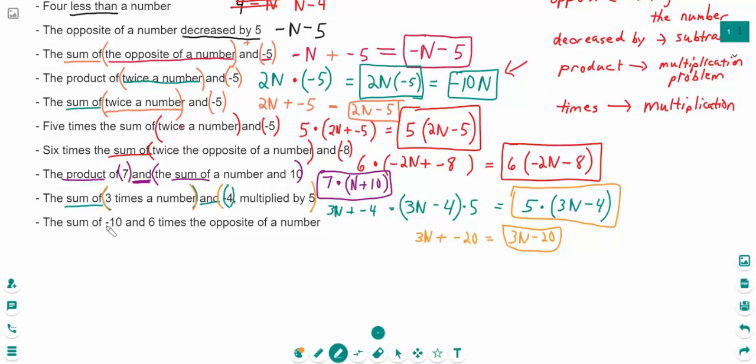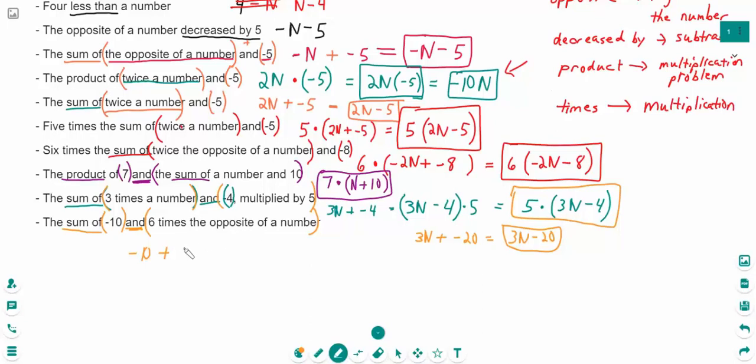All right. So the sum of -10 and 6 times the opposite of a number. Once again, we have "sum of," so that indicates addition. What are we adding? Well, -10, and then we hit this "and," so we stop. So we have a -10 on one side and 6 times the opposite of a number on the other side.